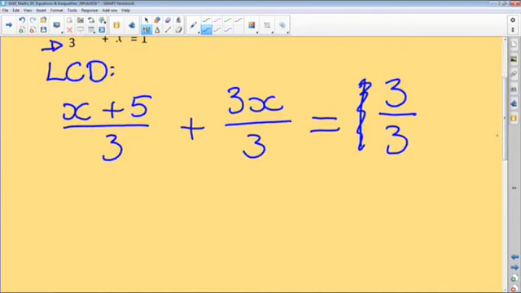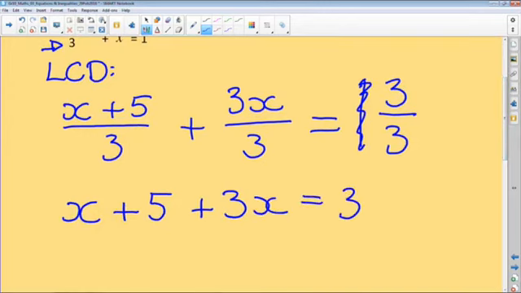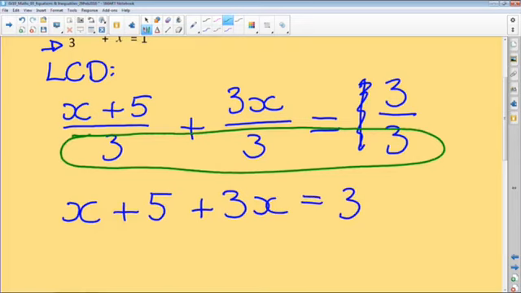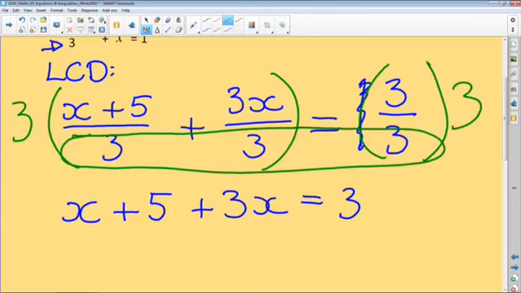So, in this dropping the denominator, it would change to x plus 5 plus 3x equals 3. And the reason we can do this is because we have the same denominator the whole way across the equation. What we've actually done is we've multiplied both sides of the equation by 3. And that has got rid of the denominator.